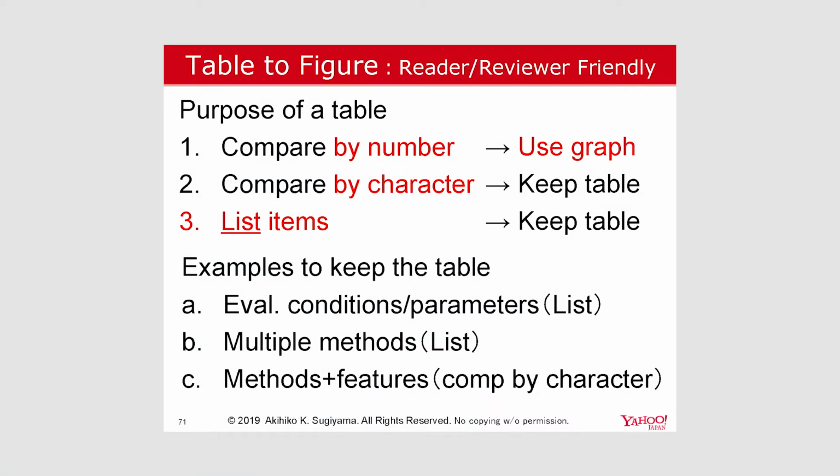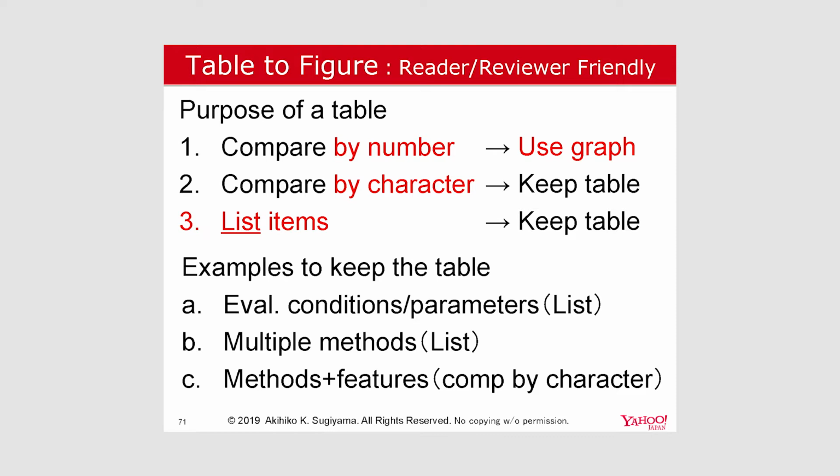Many people use many tables to show the results, to show the performance. That is not recommended. Not easy to read, as I will show. Okay, so the purposes of a table, there are basically three. Compare things by number, compare things by character, or to list items. To compare by number, compare the result by number, use a graph instead. In these two other cases, you may keep the table because a table is useful in these two cases.